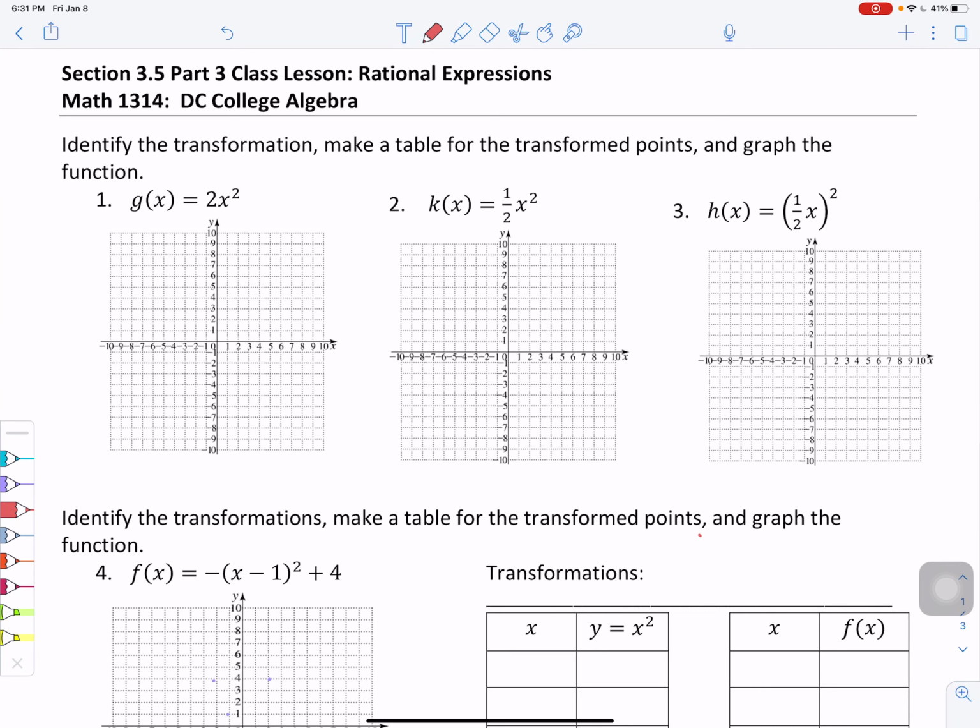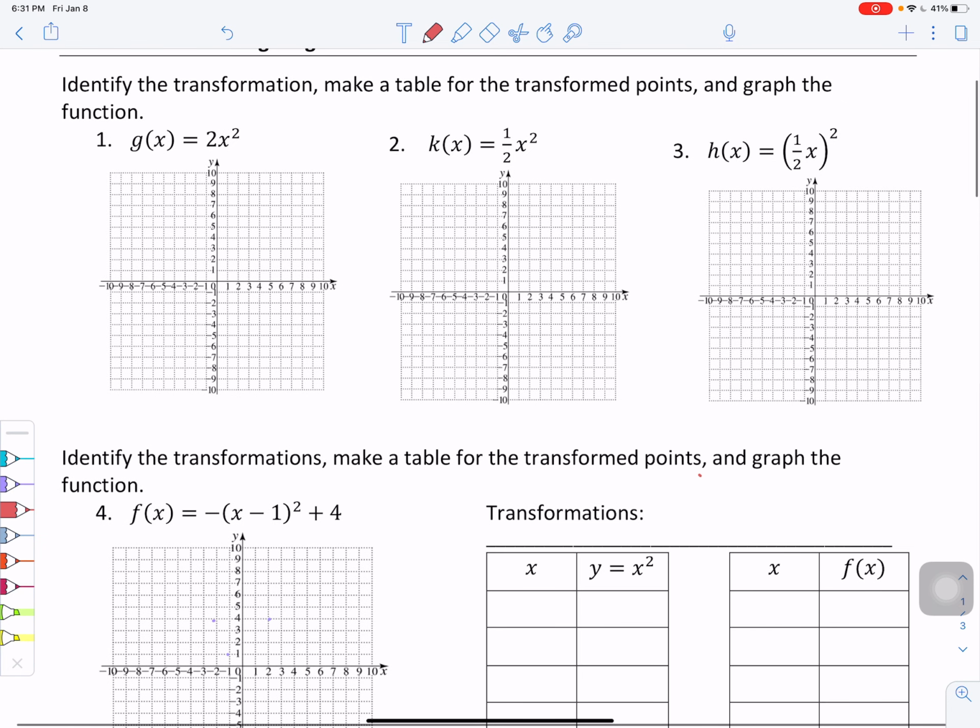This is the class lesson for section 3.5, part 3, and these are transformations of functions. We'll go ahead and start with number 1: identify the transformation, make a table for the transform points, and graph the function. I'm not going to make a table, but I will write an expression for the transform points, okay?